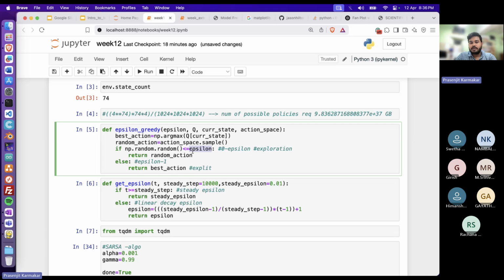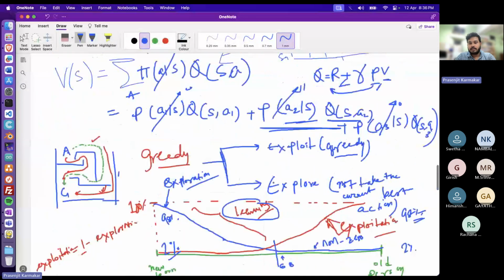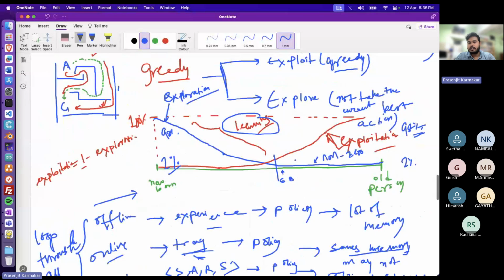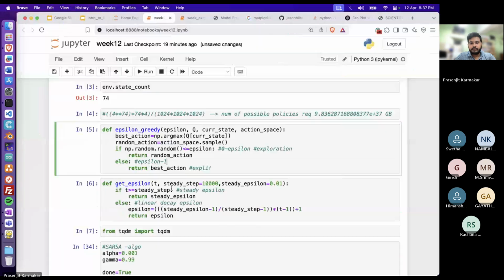So I'm just changing exploration over time. I'm reducing exploration over time, which basically increases exploitation over time. That's why this curve looks like this. If I reduce exploration, my exploitation automatically increases.